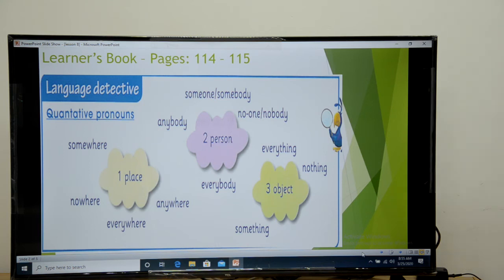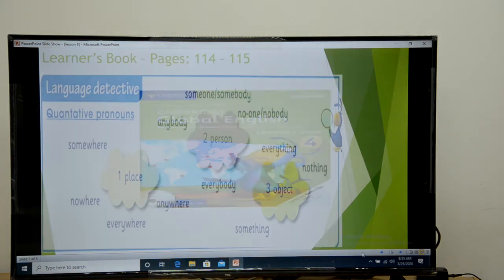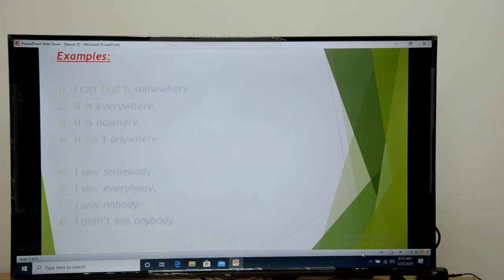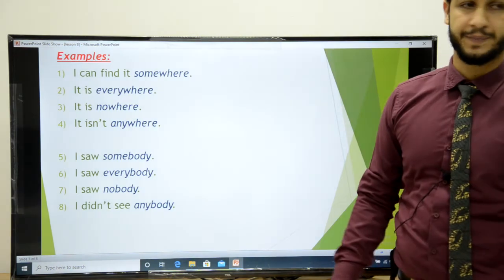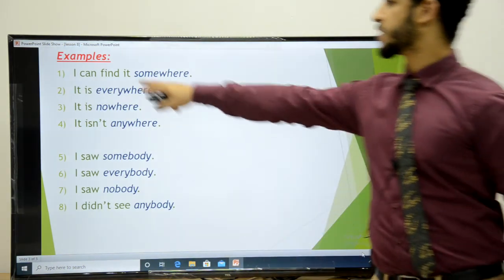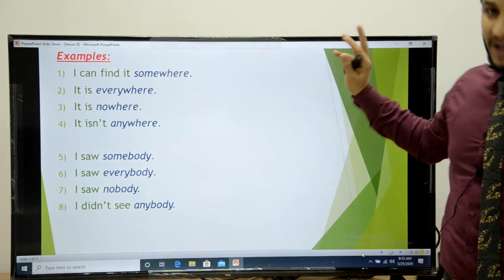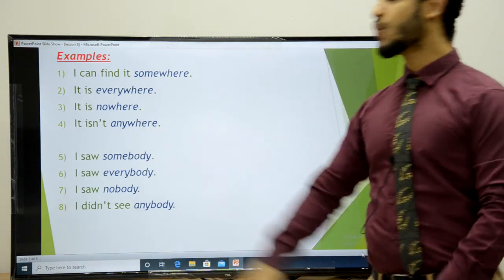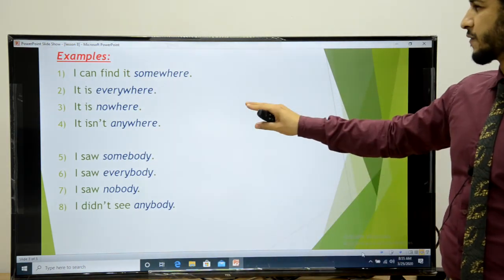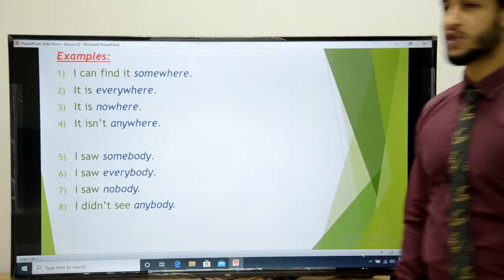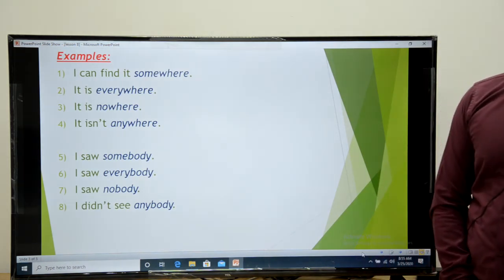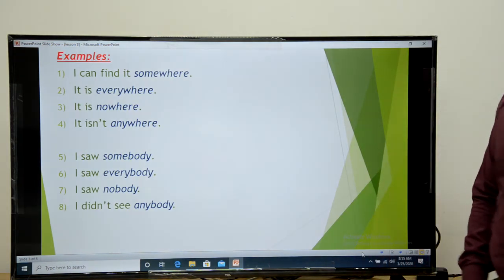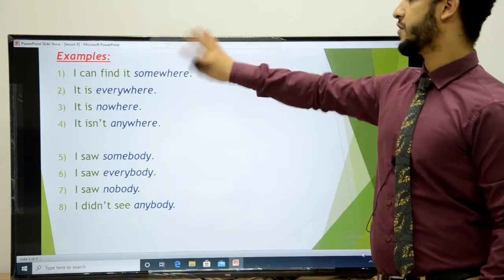Teacher, it's clear, but we need to answer questions to make sure it's easy for us. Let's answer some questions or see examples first. I can find it somewhere in the affirmative sentence. There is no not and there is no question mark. Or it's everywhere. The same thing. Affirmative. No not and no question mark. So somewhere, everywhere, or somebody, everybody, or something, everything are used in the affirmative case.